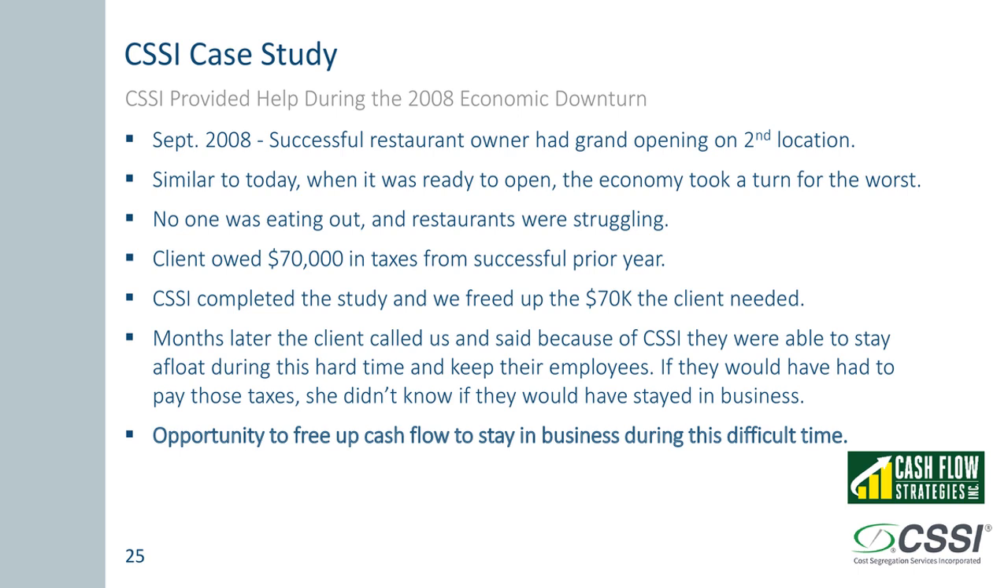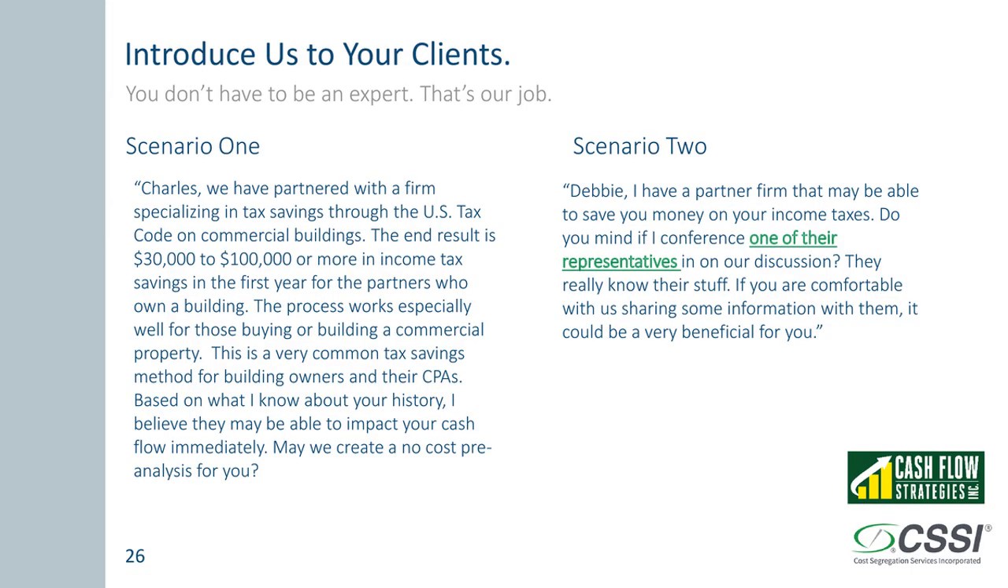The client owed $70,000 in taxes from a successful prior year. We completed the cost segregation study and freed up the $70,000 that the client needed. And we got a call a few months later from the client, who said that because of our cost segregation study, they were able to stay afloat during that time and keep their employees. If they'd had to pay those taxes, she didn't know if they'd have been able to stay in business. It's a great opportunity to free up cash flow to stay in business or to improve your business during this difficult time. So here's your job.